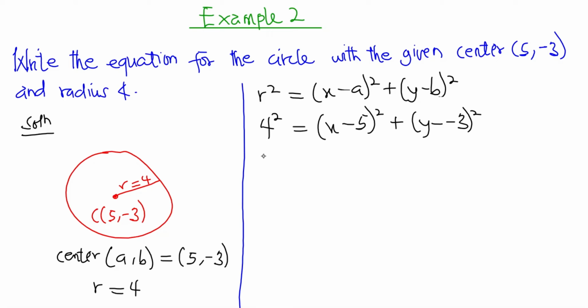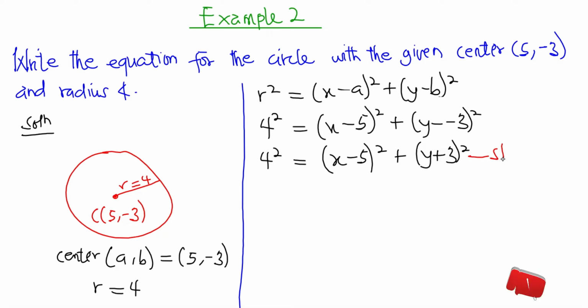Now here you can see that there is 4 squared, which is equal to (X minus 5) all squared, and here we have plus (Y plus 3) all squared. Remember that we said this is the standard form of the equation of a circle, and in questions like this it doesn't end at the standard form. It implies you have to break it down to the general form.